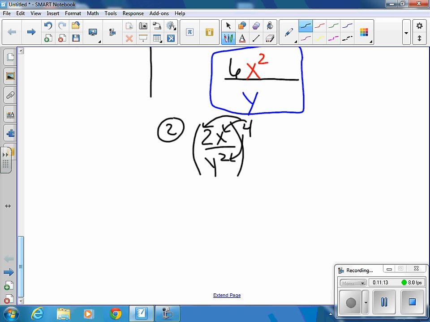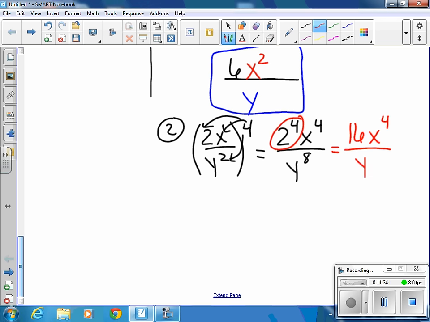So here's what it's going to look like on the other side. 2 to the 4th power, x to the 4th power, and on the bottom this is power of a power, so you'll have y to the 8th power. Now, the only thing wrong with this problem is you are not allowed to give me a power in the coefficient spot. So we've got to turn that into a regular number. And when we do that, we get 16 x to the 4th power over y to the 8th power. There's nothing else to do because my x and my y are different letters, and so it's as simplified as it's going to get. Here's your final answer.